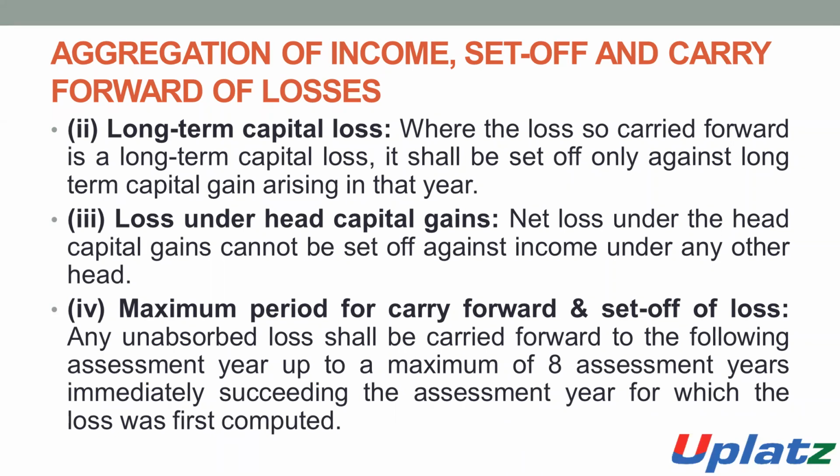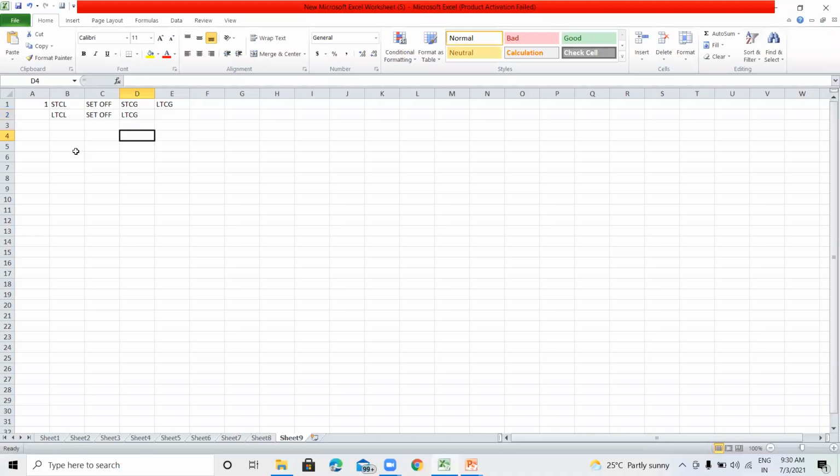Loss under the head of capital gain. Net loss under the head of capital gain cannot be set off against income under any head. That means if there is any loss under the head of capital gain, such loss cannot be adjusted with any other head of income. For example, there is an assessee A, who has the following income.